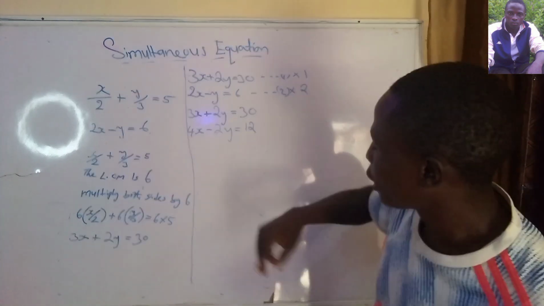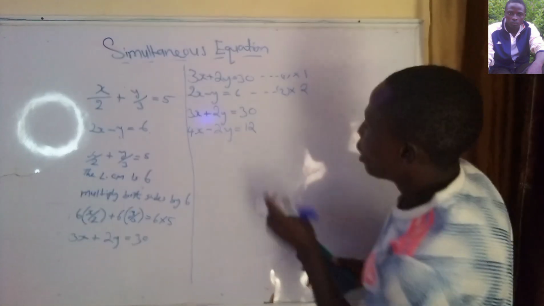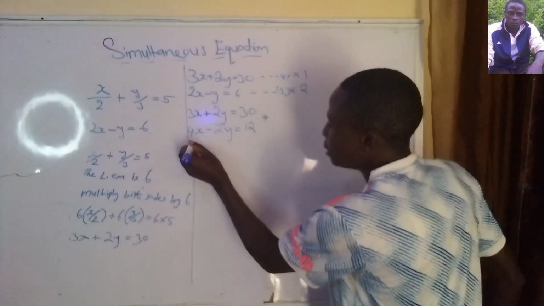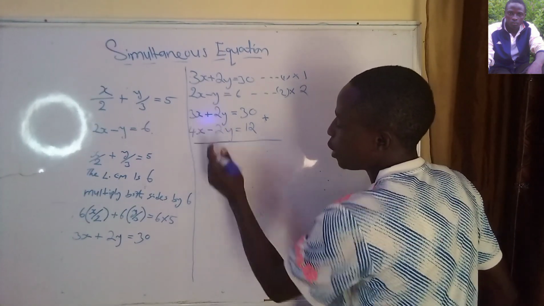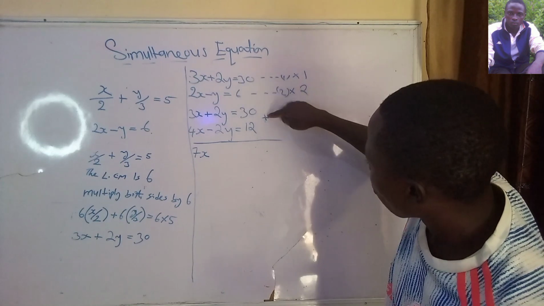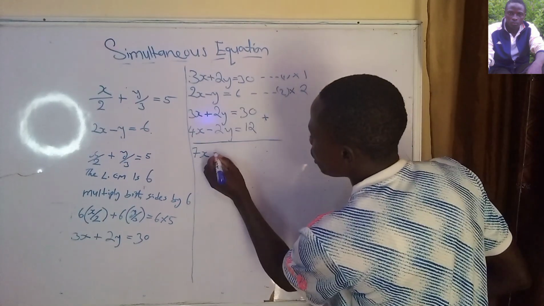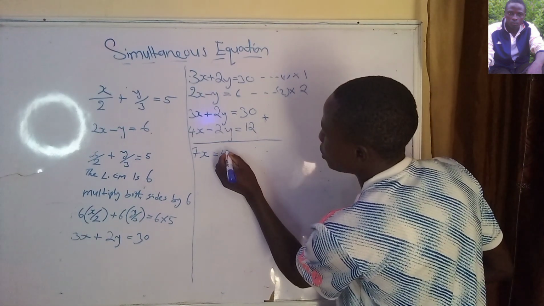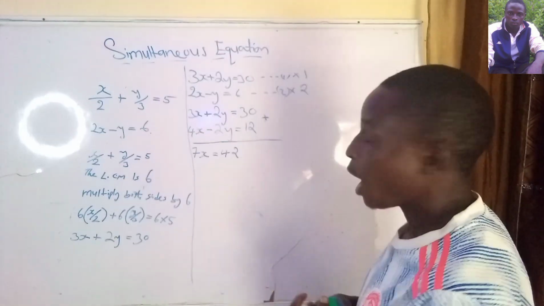What will I do? If I subtract now, 2y minus minus is plus. That means I'm adding. Okay, that means I need to add. It should be a plus sign. If it is adding, that means 3x plus 4x is 7x. 2y plus minus 2y is 0. That means I have 0, then equal to 30 plus 12 is 42. You can see how simple it is. I hope I'm communicating.